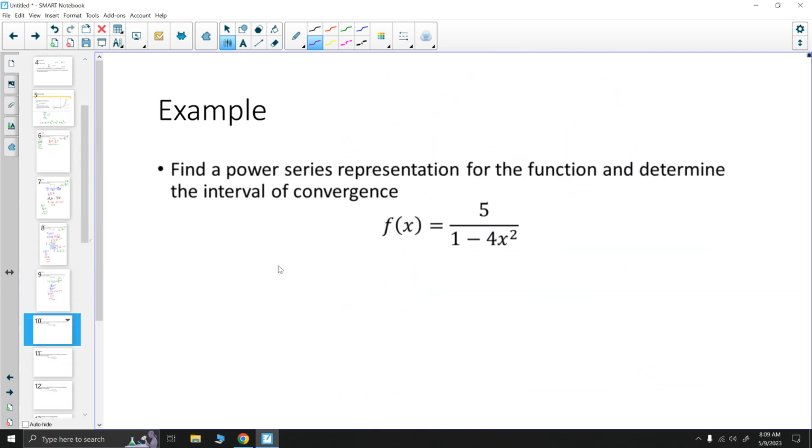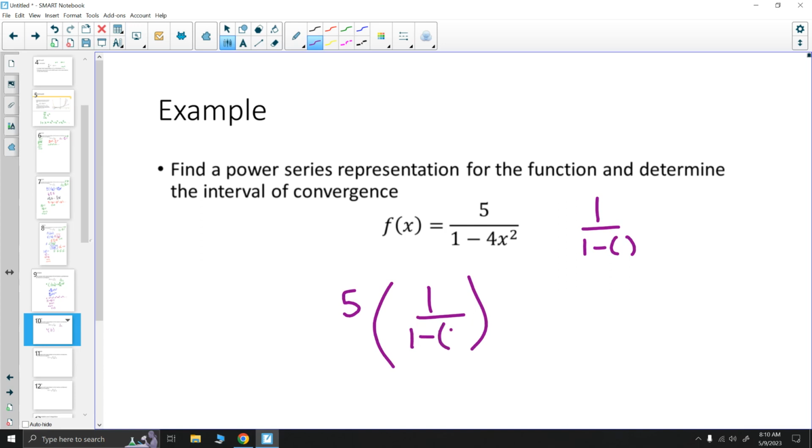Okay, let's do another one. Find a power series again and determine the interval of convergence. So again, we're trying to match this to 1 over 1 minus something. I need to pull that 5 out. 5, that's now 1. Okay, the 1 is good, so we don't really have to deal with it. Minus, the minus is also good. This would be a 4x squared. Okay, so that means that this is going to be equal to 5 times the sum, n equals 0 to infinity, of our 4x squared to the n.